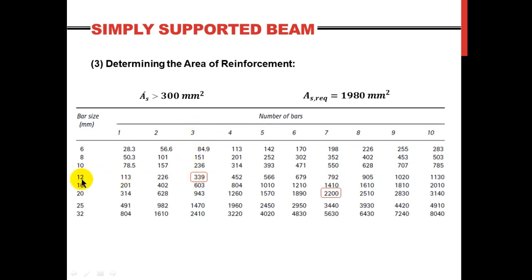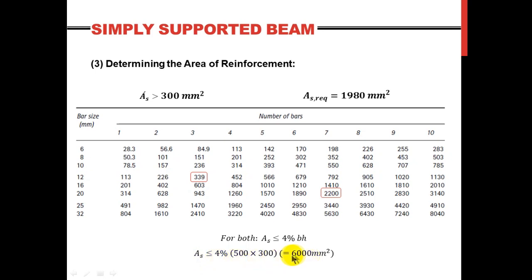Each has 12 diameter. And for the tension zone, I'm going to provide 7 bars, each with a diameter of 20. So that's it. The only thing here, since I checked it with the minimum area of reinforcement set by the code, I also have to check it with the maximum area allowed for the reinforcement, and it's given as 4% of the gross area. So it has to be less than or equal to 4% of the gross area.